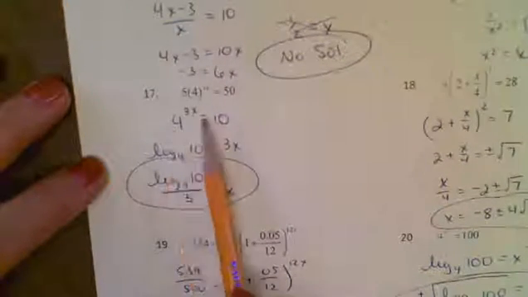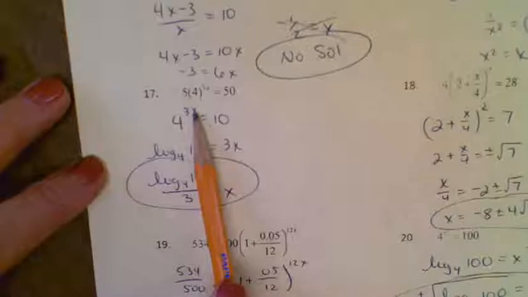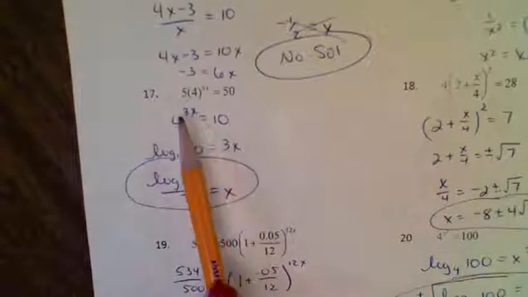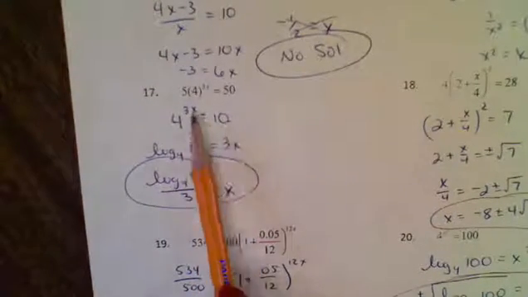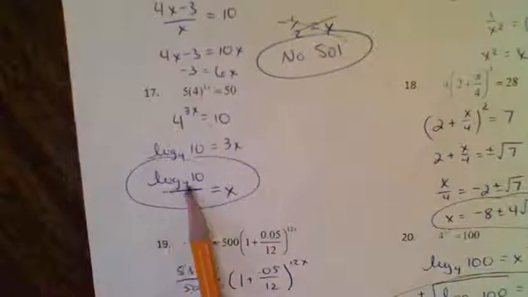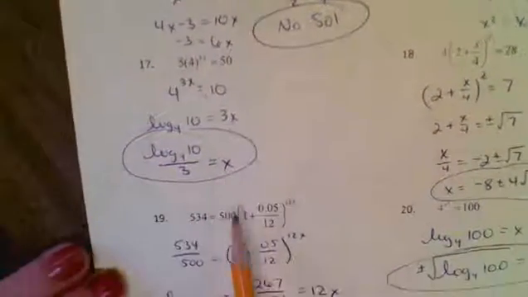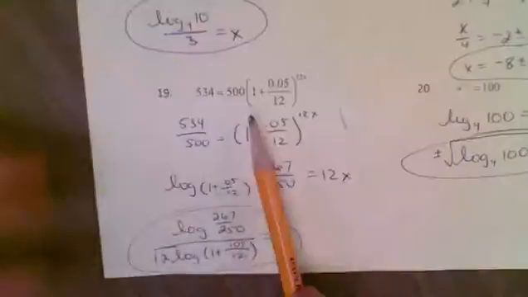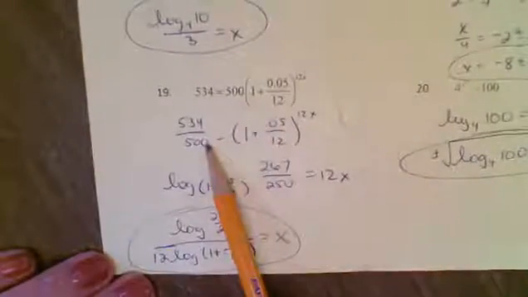Then if it's an exponential and the variable is an exponent, you need to put it in log form. So log base 4 of 10 equals 3x. And then I just need to divide by 3. Same with 19. 19 got ugly, but you still had to divide by 500.